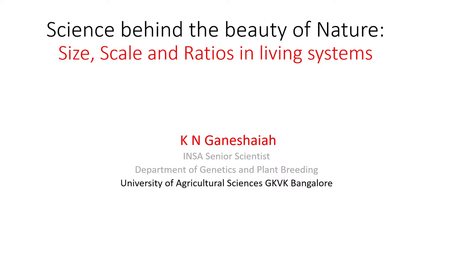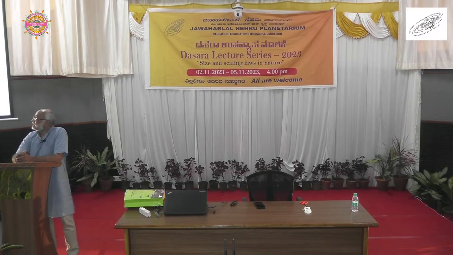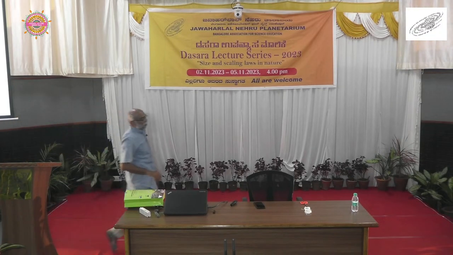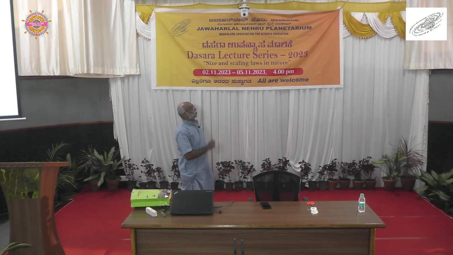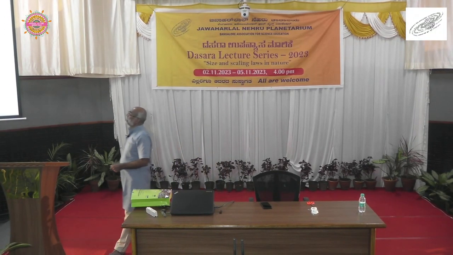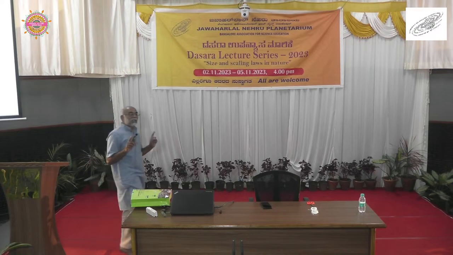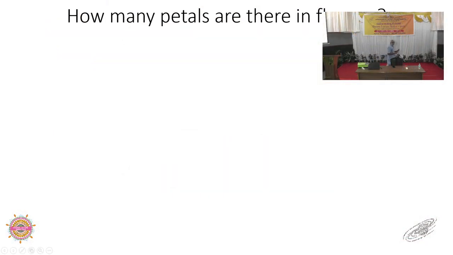Now I found that, as expected, most of you have thought of a rose flower and some of you have thought of a sunflower. We will perhaps see the reason why you thought of rose and sunflower later. But let me now start with what I asked you to think of. I asked you to think of how many petals are there in a flower, correct? Now how many petals are there?